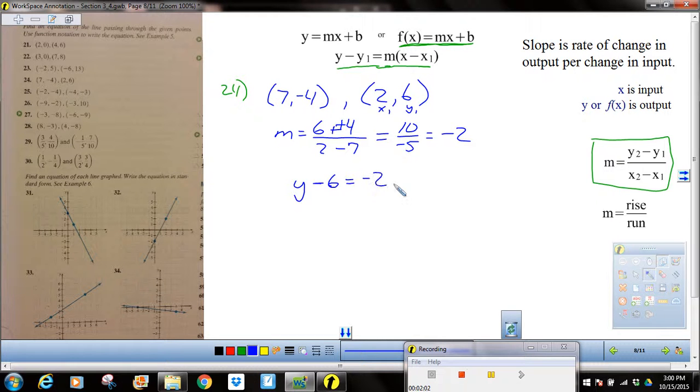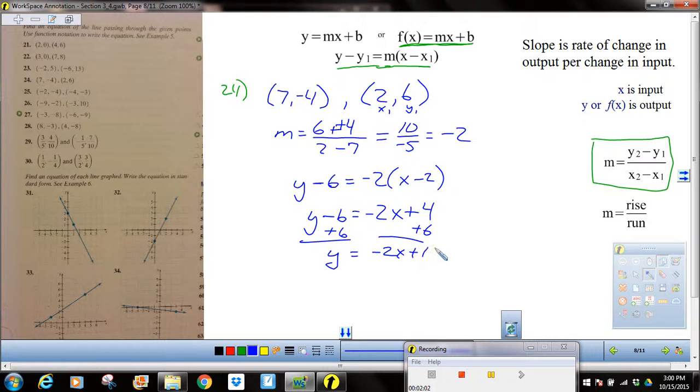So I said before, it doesn't matter which one you use. Either one will work fine. The x1, y1, and the m is plugged in. Now I just solve it for y to simplify it so that I can put it in function form or slope-intercept form. Function form will be f of x equals negative 2x plus 10.